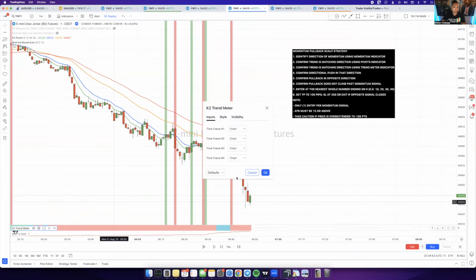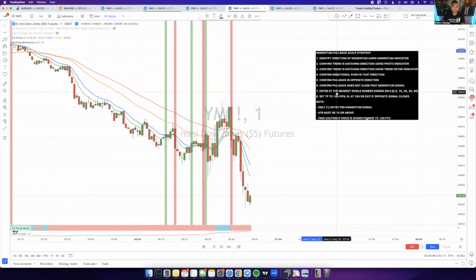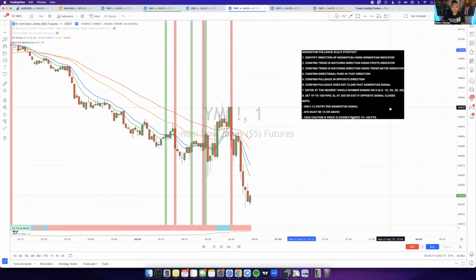The default settings are set to intraday, so make sure that you go into your settings and set everything to chart. Once you have that set up, it'll show you the trend meter for this specific time frame. And lastly, you'll need the ATR indicator down below to identify volatility. So once you have all those indicators on your chart, you can start off by looking at the criteria over here.